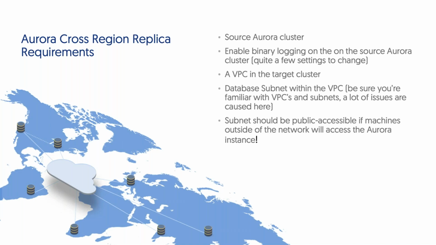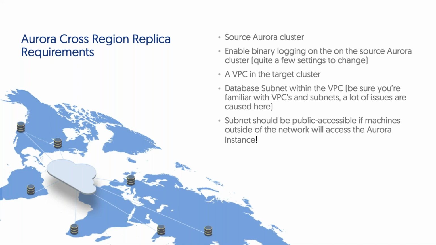So what are the requirements then if we want to do multi-region Aurora? We need to create a read replica in another region within AWS. So what do we need? Well, first we need a source Amazon cluster, right? Then we need to enable binary logging on that Aurora cluster. It's not the same as enabling binlog on a regular MySQL database. There's a few settings you have to change. You have to create a new database parameter group to actually do this.